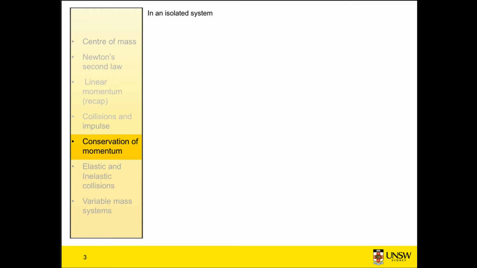So here I want to look at the case where we have a system and there is no net force or no external force acting on the system. So that is, our net force is equal to 0. We also know that our net force is equal to the rate of change of the momentum. So if the net force is 0, then the change in momentum over time is also 0. And this is the law of conservation of momentum.